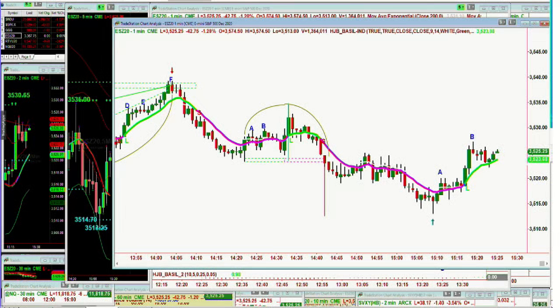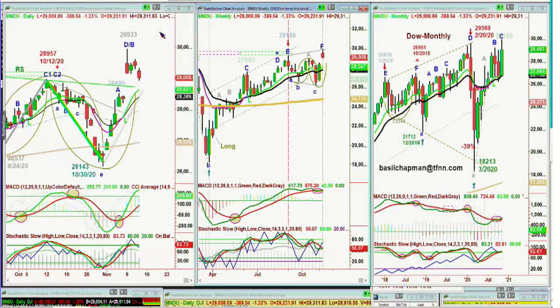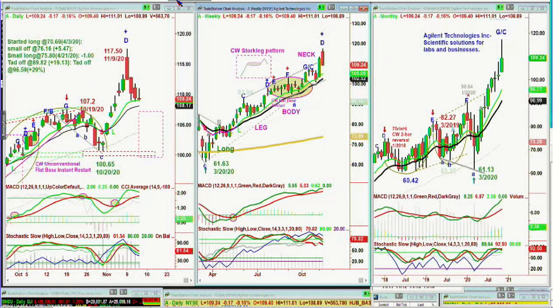For instance, for subscribers to my opening call, we've been long the Dow. I'm pretty sure there's going to be a peak D top we're looking at here. And I'll show you something very interesting. You and I spoke about this just the other day. I said Agilent, which we've been long since about 70, ran up to 117.50. And what was that leg? Peak D. And what did I say? I thought there'd be a pullback.